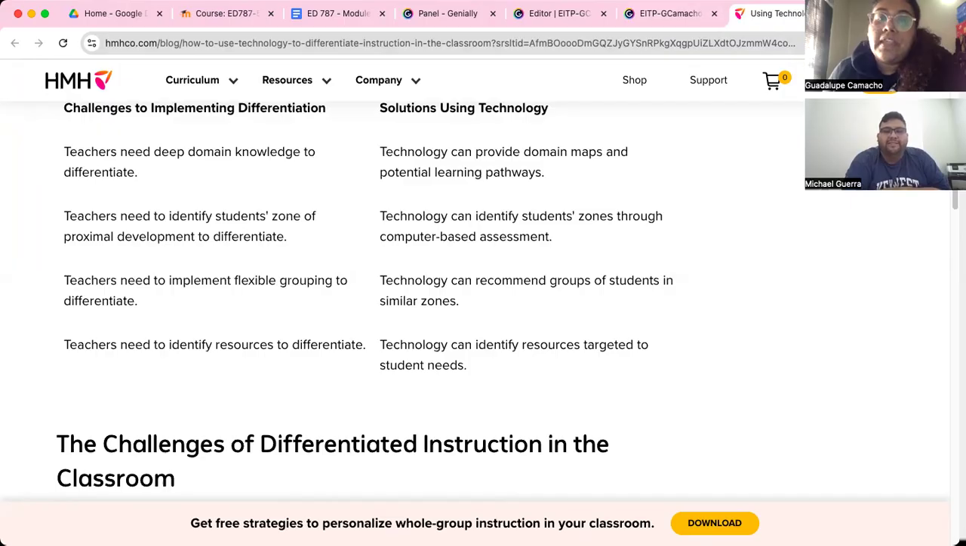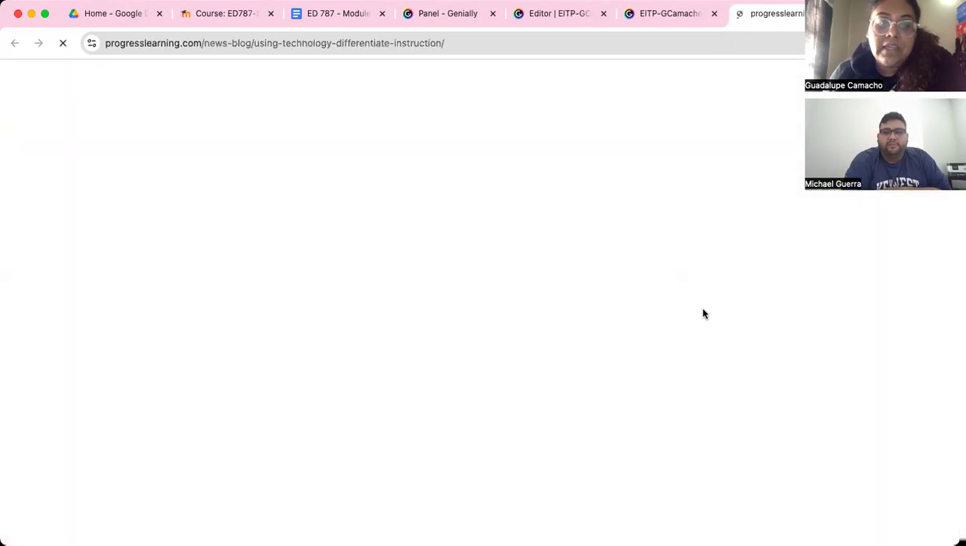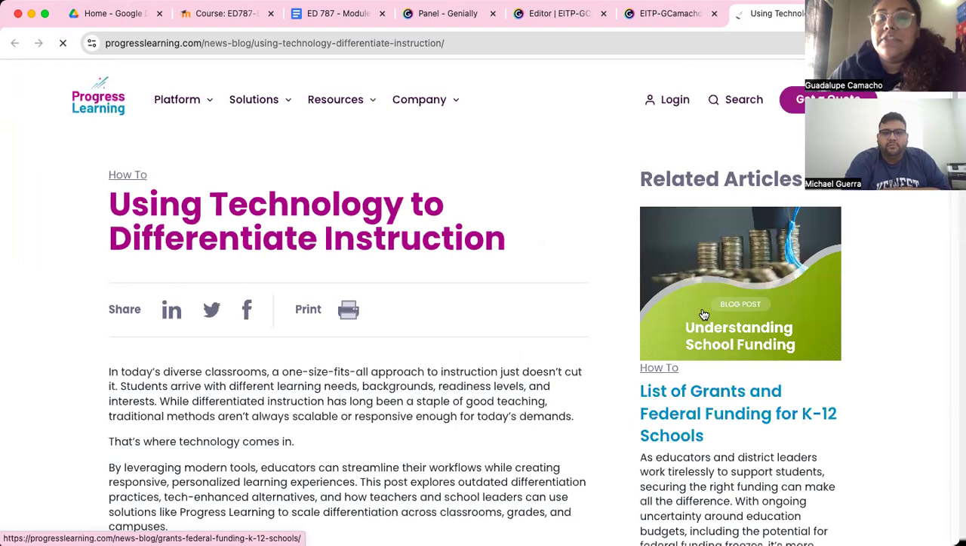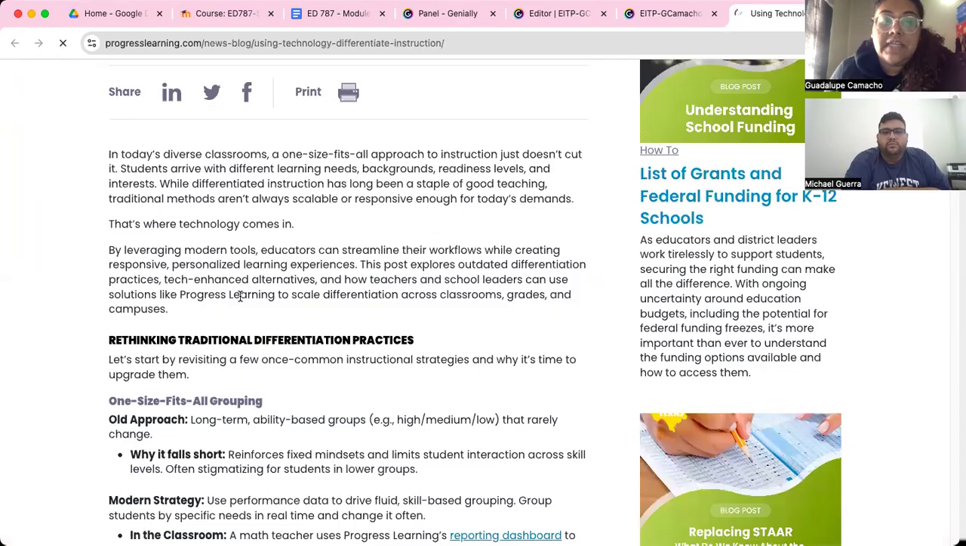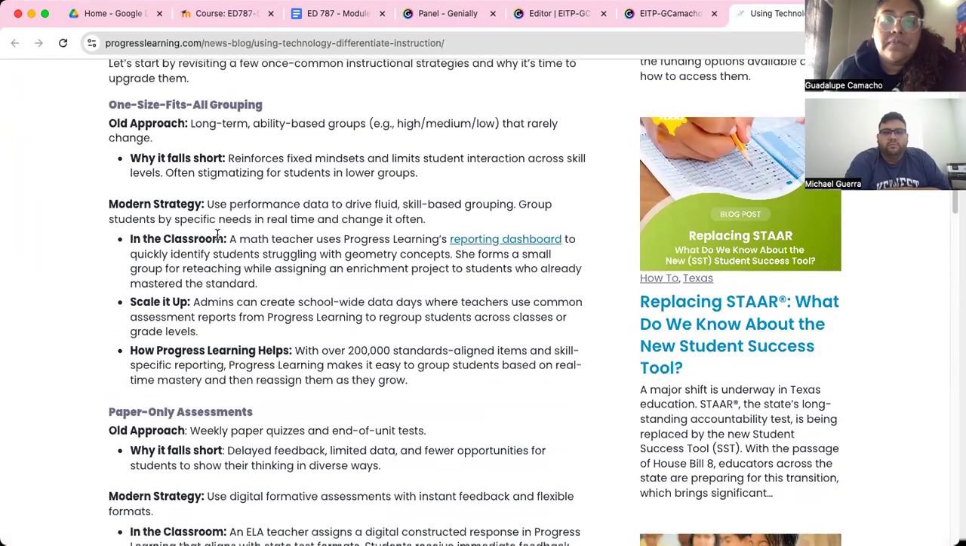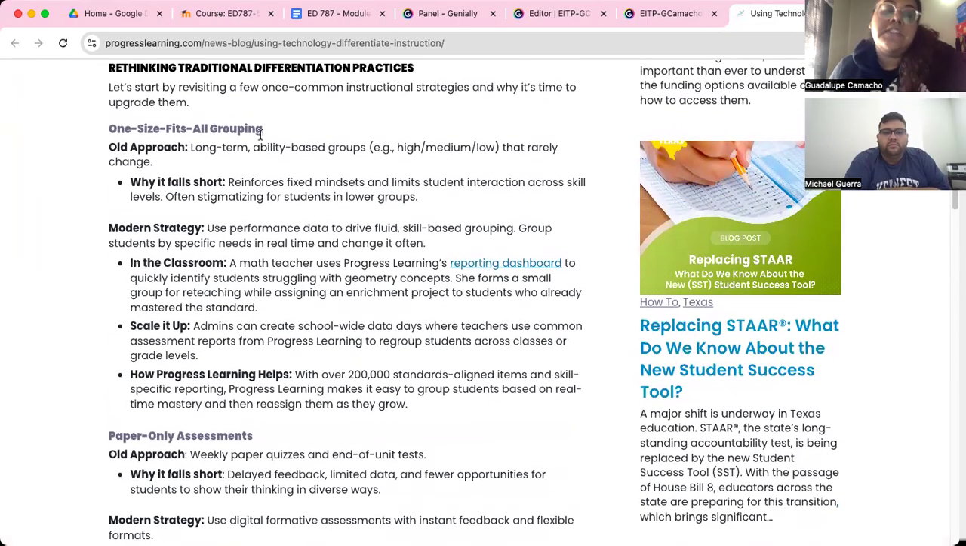So that's the second one. And then the third one, you can just click on it. This one is similar to the other one, but it narrows it down. For instance, I really like the first one, one size fits all grouping. The old approach is long-term, ability-based groups, so high, medium, low kids at a table. It explains why this way of doing things doesn't work these days, and there's a way we can revamp it, which is using performance data.